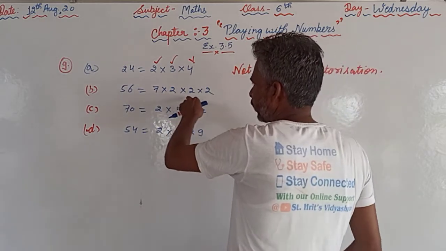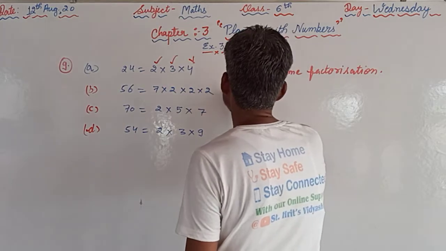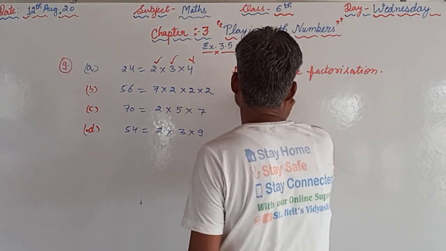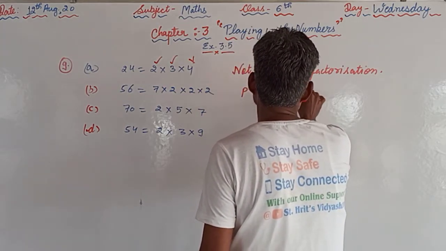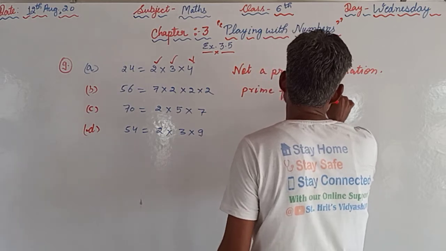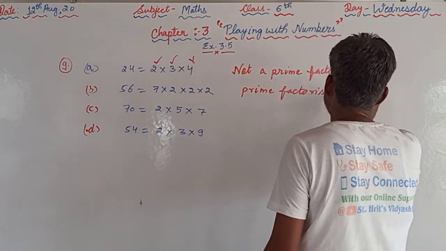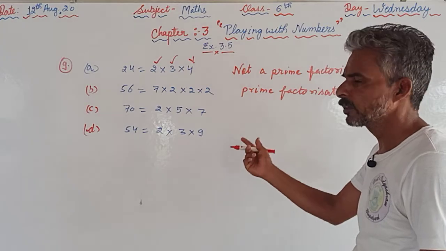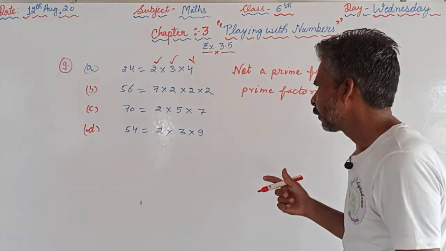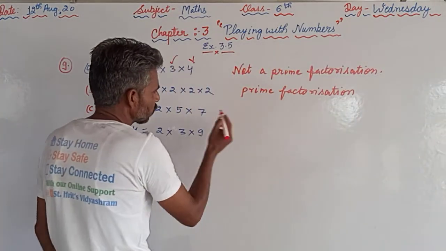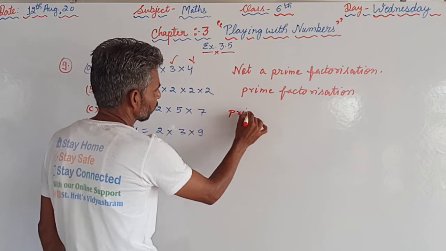Here 7 and 2 all are prime, so this is a prime factorization. Now next one, 2 into 5 into 7. 2, 5, 7 all are prime numbers, so this is also a prime factorization.